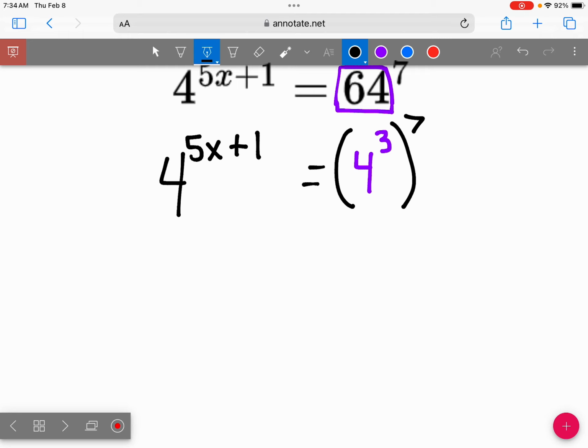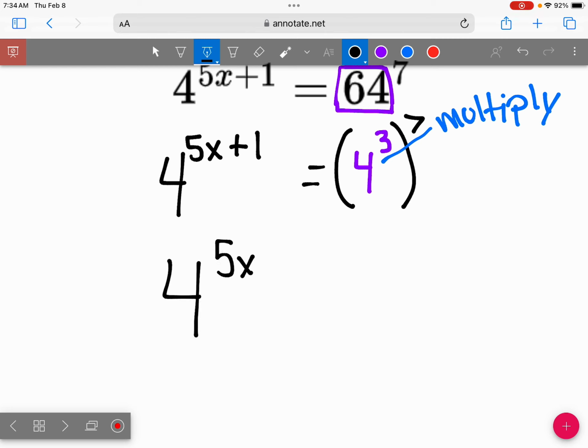So then we need to simplify this piece. That's not the laser pointer. This piece. What are we going to do with these two numbers? Multiply. Power of a power, we multiply them. So when I take 4 cubed and raise it to the 7th, we multiply the 3 and the 7. So we're going to have 4 to the 5x plus 1 equals 4 to the 3 times 7. 3 times 7 is 21.